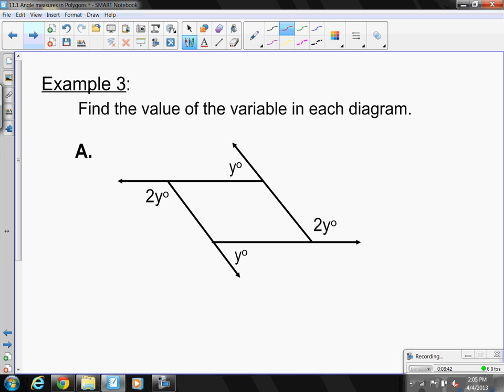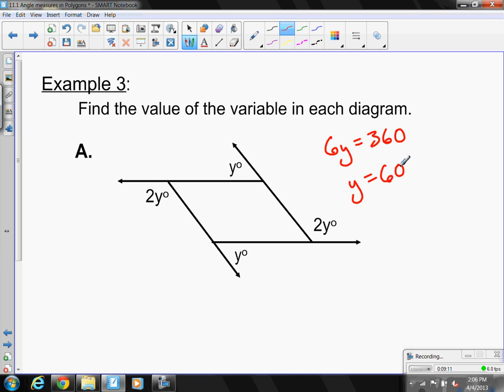Okay, next example, example 3. Find the value of the variable in each diagram. What do we know about all the exterior angles? One exterior angle at each vertex. They all add up to 360, so y plus 2y plus y plus 2y. We add those all together, we get 6y equals 360. So y goes in there 60 times.